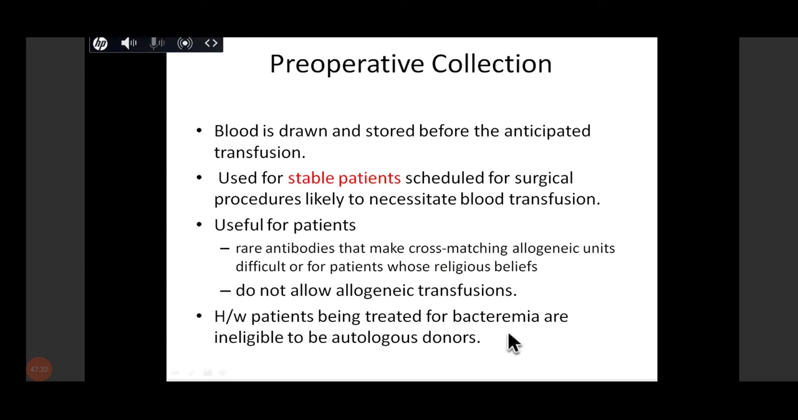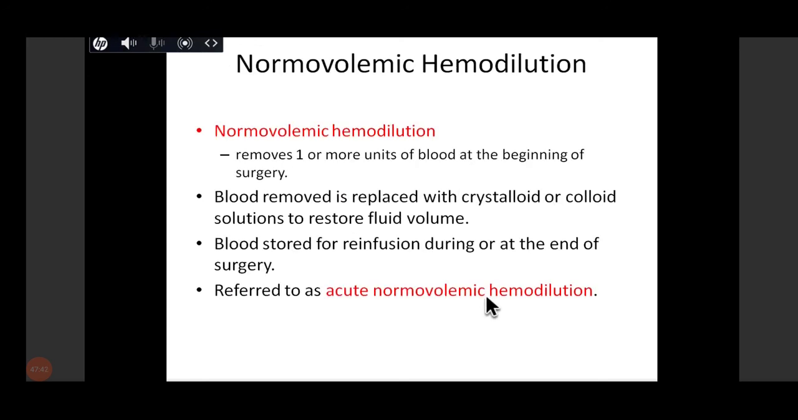Okay, patients being treated for bacteremia are ineligible for autologous donation because the bacteria will persist in the blood which is taken and it will not be of any use. That was about preoperative autologous transfusion.